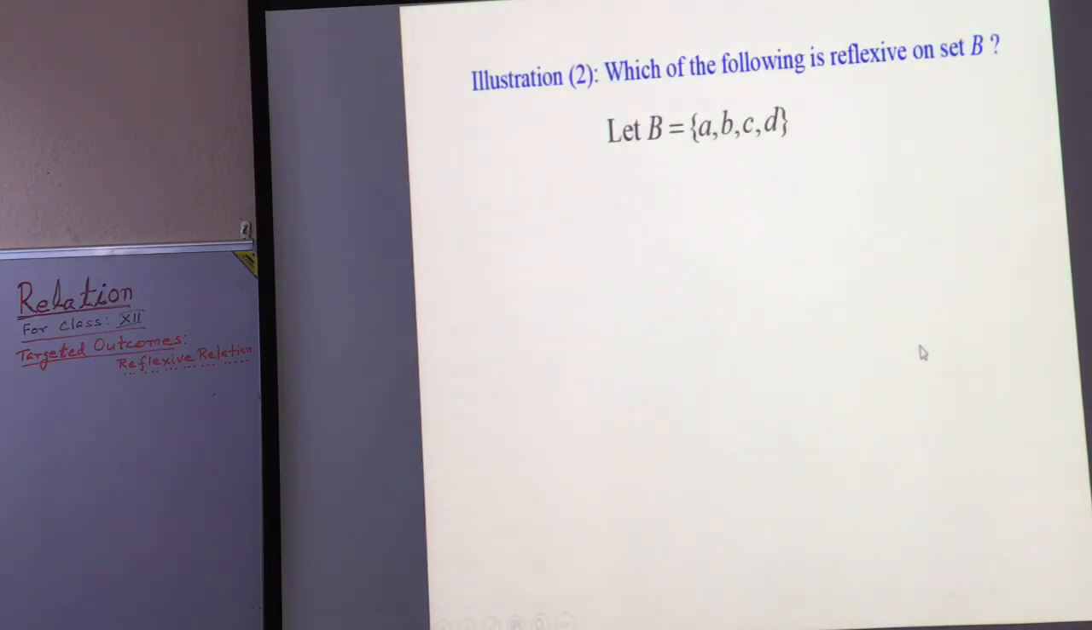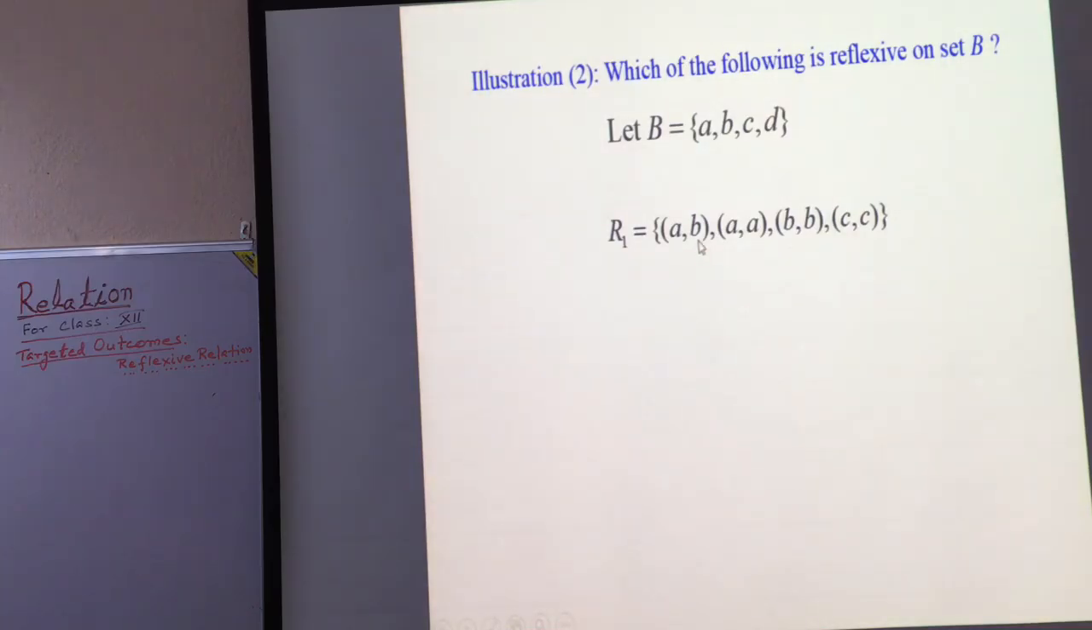See another example. B has 4 elements A, B, C, D. State whether R1 is reflexive or not. We observe only one thing, whether each element of B is connected with itself or not. That is, we will observe whether R1 consists of the pairs (A, A), (B, B), (C, C), and (D, D). If each of these is present in R1, it is reflexive. If any one is missing, it is not reflexive.